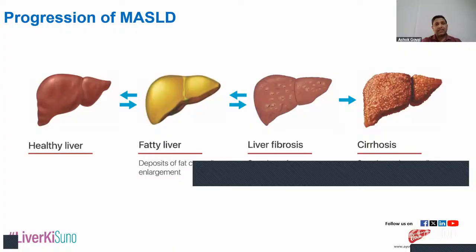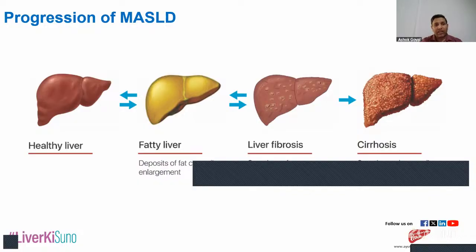When we talk about fibrosis, scarring, cirrhosis, hepatocellular carcinoma, nodularity and other things, there is this progression. Not in a single day or over a period of 3 or 6 months will you become cirrhotic or fibrotic. It takes time.